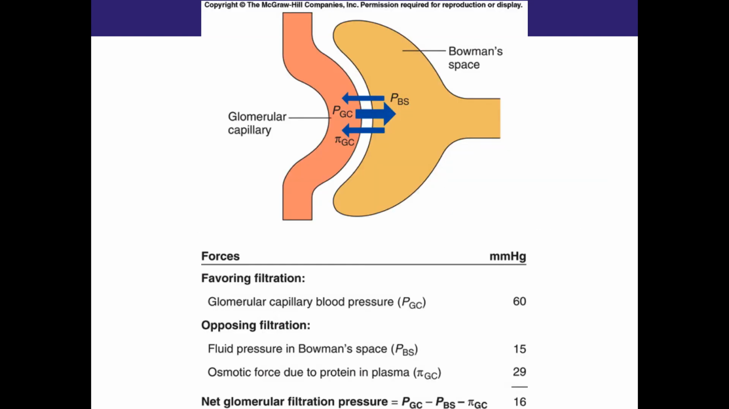So here is our equation again. Net filtration pressure is equal to the glomerular capillary pressure minus the hydrostatic pressure in Bowman's space minus the oncotic pressure in the glomerular capillaries. But what happened to the oncotic pressure in Bowman's space? What happened?